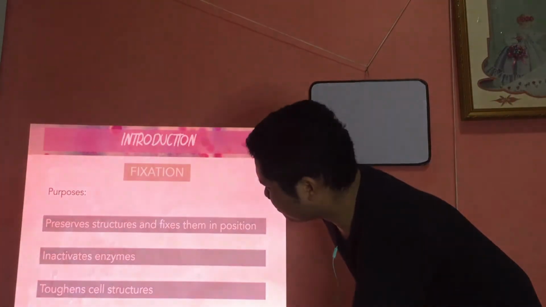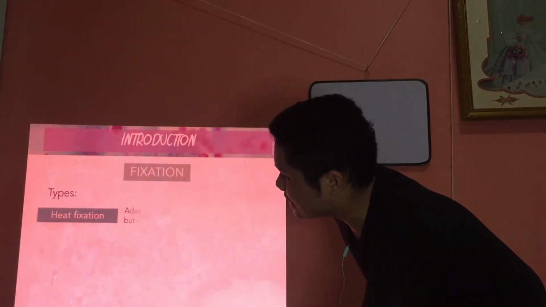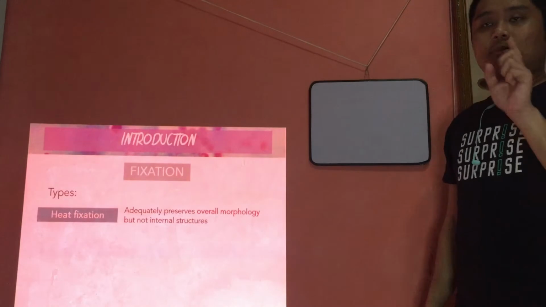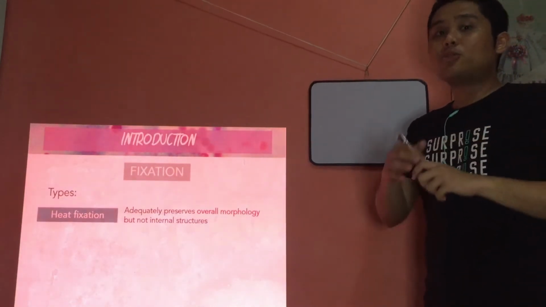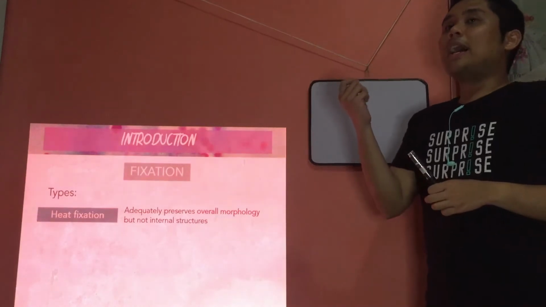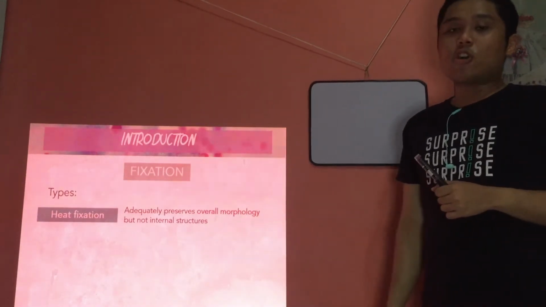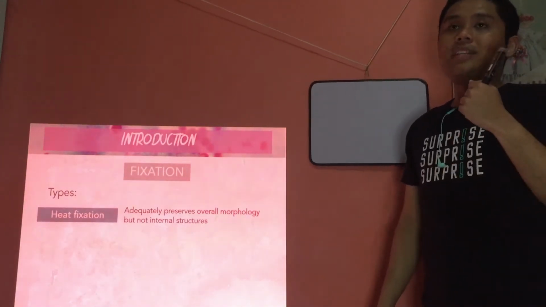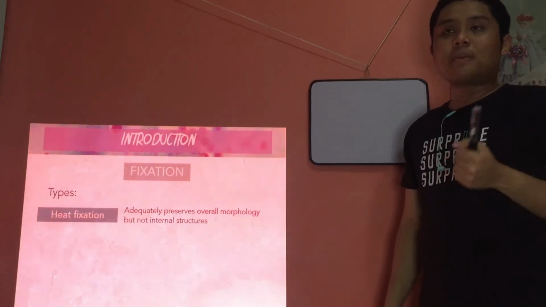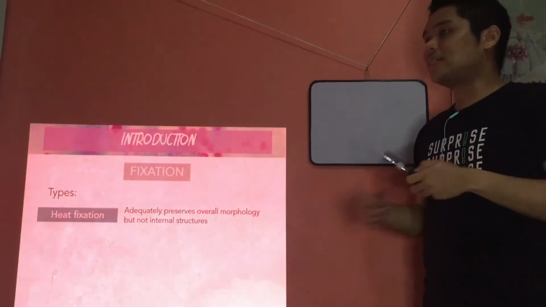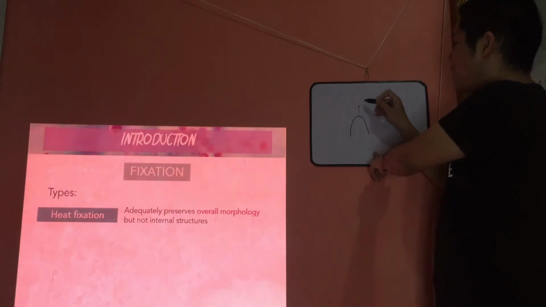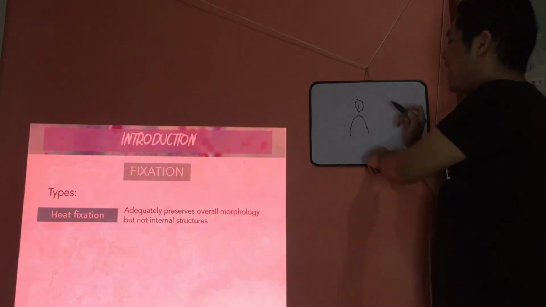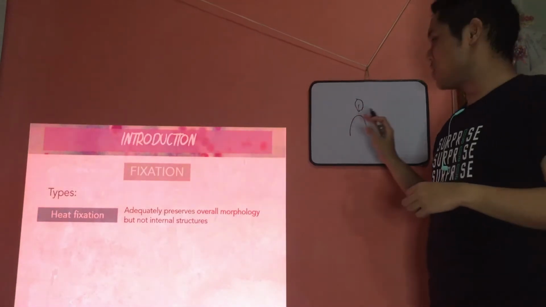Okay, next. Now, what are the methods of fixation? We have two types. Number one is heat fixation. When you say heat fixation, by the name itself, it uses heat. Usually we use this heat fixation in bacteriology when we stain smears to determine bacteria. And how do we achieve heat fixation? We usually use an alcohol lamp.